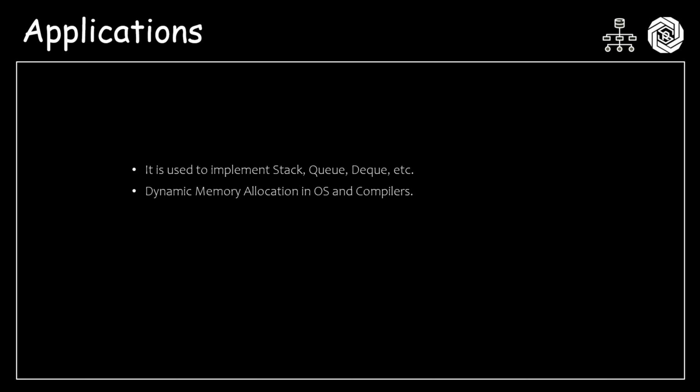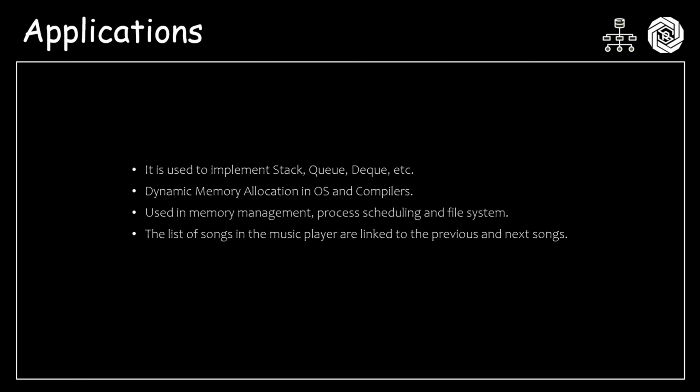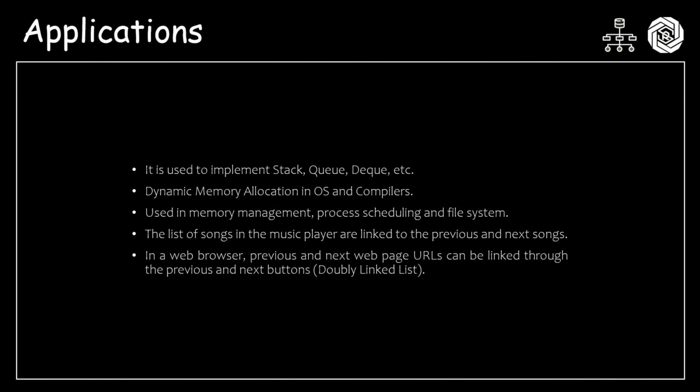Some real applications include: they are the underlying structure for implementing stack, queue, and other data structures. They play a role in dynamic memory allocation in operating systems and compilers. Used in core tasks like memory management, process scheduling, and file systems. In a music player, the list of songs is linked, allowing you to easily go to the previous or next track. The browser history or the function of the previous and next page buttons is often managed by a doubly linked list.